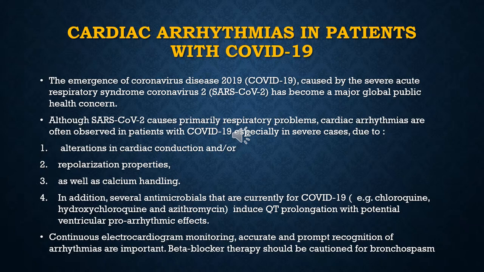What cardiac arrhythmias can happen with COVID-19? Of course, you know the emergence of coronavirus disease 2019, or COVID-19. It's an acute severe respiratory syndrome caused by a virus called coronavirus 2, or SARS-CoV-2. This is the name of the virus. SARS-CoV-2 caused a disease called COVID-19. It's a global public health concern. It's a pandemic from about 2 years ago.